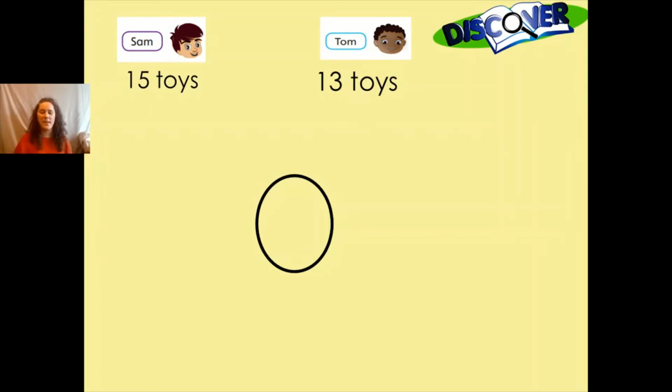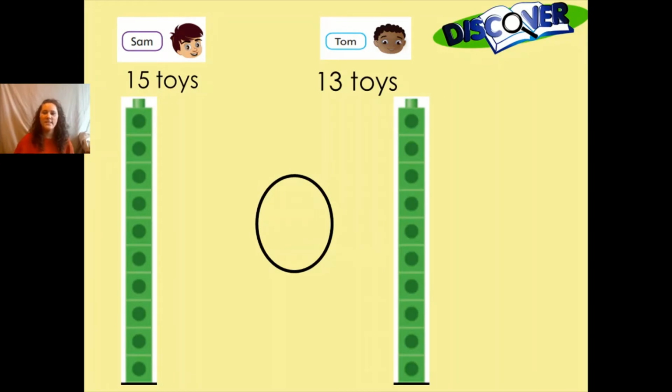Let's represent them now. I can see that Sam has 15 toys and Tom has 13 toys. Looking at these numbers, I know that both of those are bigger than 10. So each boy is going to need a group of 10. Let's give that to them now. There we go. Both boys have a group of 10. What I need to do now is add the ones, and I will count on making sure that the boys have the right amount of toys.